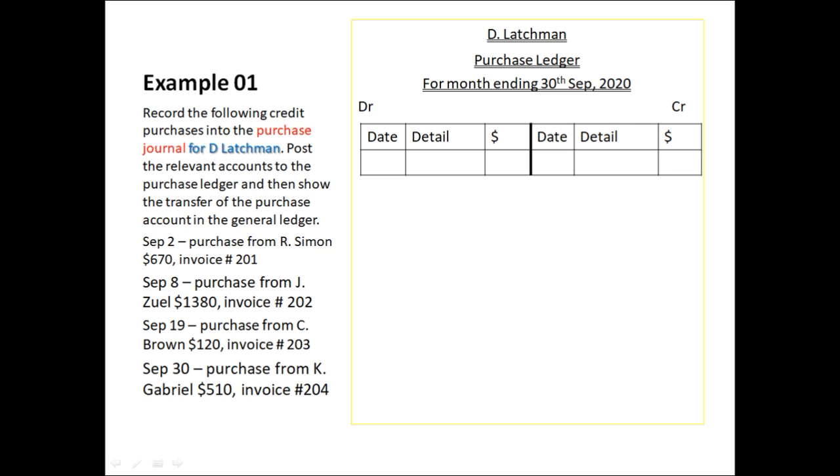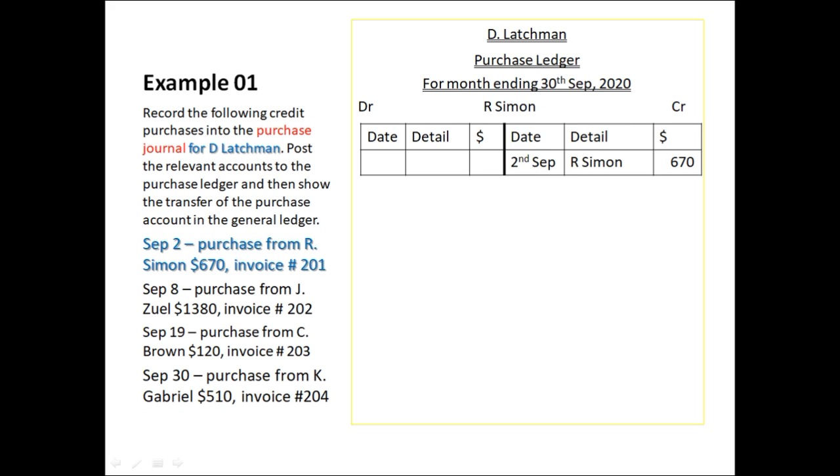Let's read the first transaction. The 2nd of September, purchase from R. Simon, $670. So in the T account there, we place at the top whose T account that is. This is R. Simon's T account. And note that we place a T account for each person we do a transaction with, and have a credit and debit side.